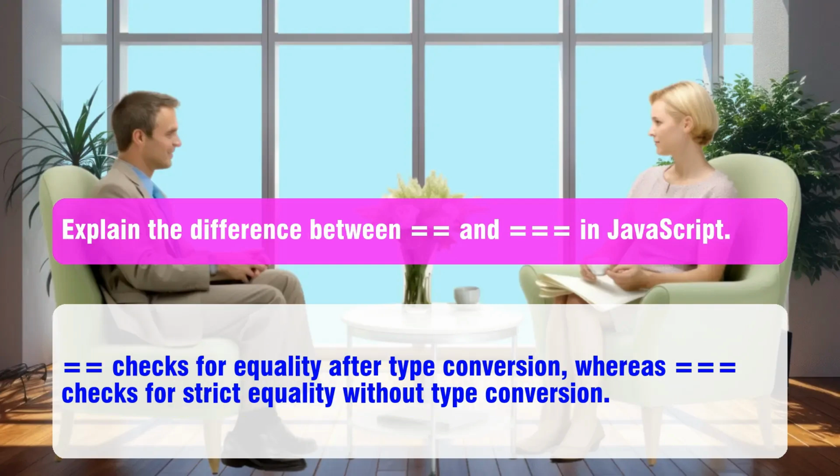Explain the difference between == and === in JavaScript. == checks for equality after type conversion, whereas === checks for strict equality without type conversion.